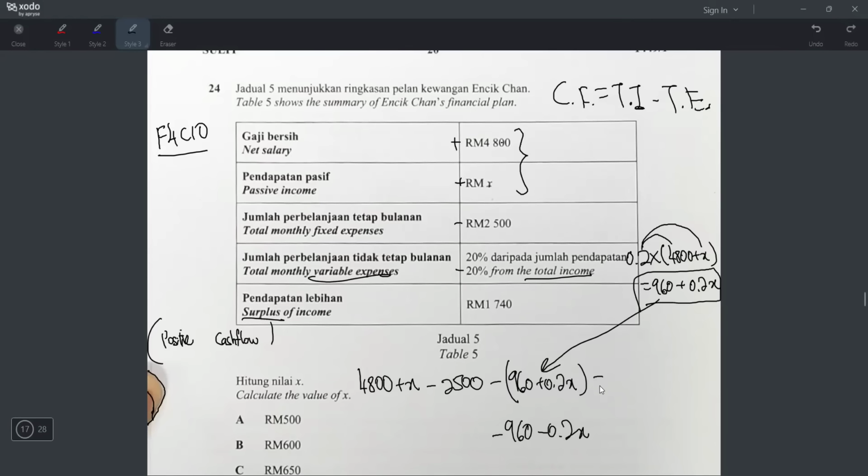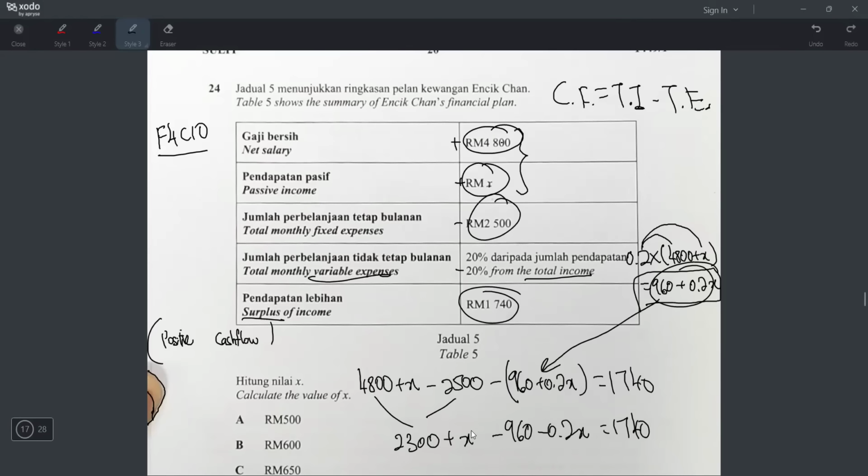Okay, and what is the whole thing equals to? 1740, right? Yeah, because 1740 is the cash flow. So you take this one plus this one minus this one minus this one equals to 1740. Okay, and also don't forget about this X. The 4800 minus 2500, I'll just do it now. So 4800 minus 2500, okay, I get 2300. And then plus with this.